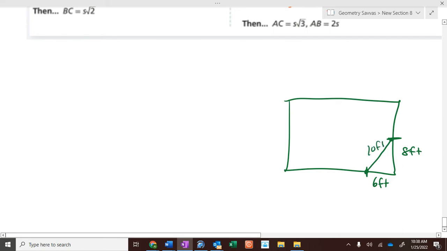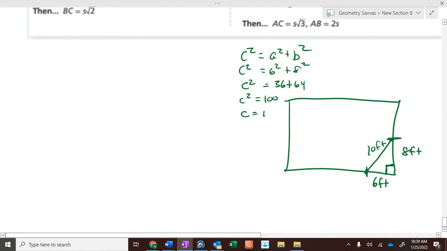10 feet. Why is it 10 feet? Well, it's the Pythagorean theorem. We want to make sure we had a right angle here. Okay? So to have a right angle, c squared equals a squared plus b squared. So c squared equals 6 feet squared plus 8 feet squared. C squared equals 36 plus 64. C squared equals 100. C equals 10.